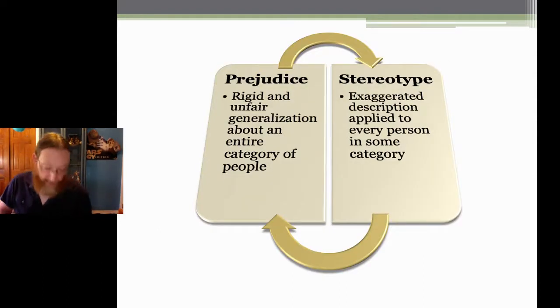All right. Let's get a little bit into prejudice and stereotyping. We understand these concepts. Here's a little bit more about them. Prejudice, rigid and unfair generalization about an entire category of people, right? And stereotypes, an exaggerated description applied to every person in some category. I mean, you could say I'm prejudiced against old people driving, because I just think every single one of them is horrible. I would have a prejudice.